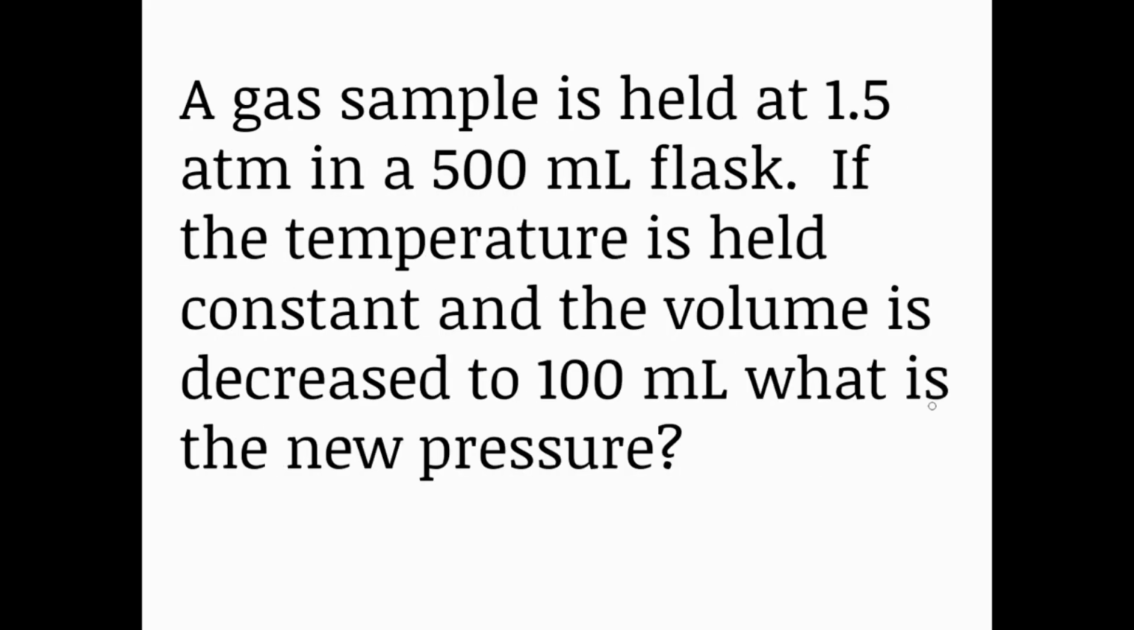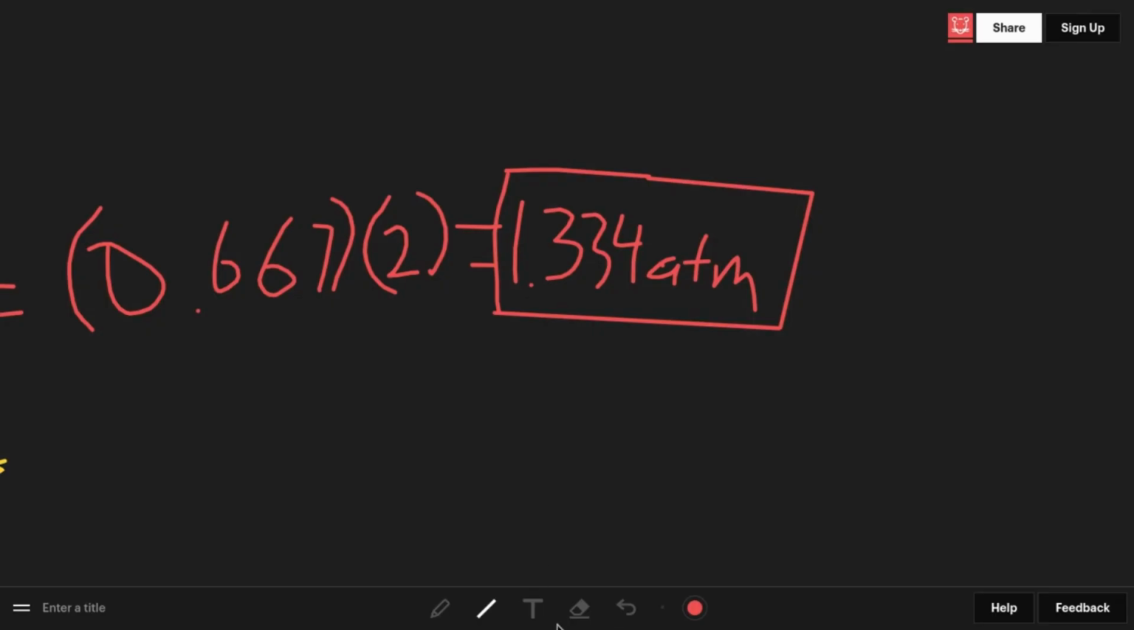Alright, now let's go on to this one. A gas sample is held at 1.5 atm in a 500 milliliter flask. If the temperature is held constant and the volume is decreased to 100 milliliters, what is the new pressure? Alright.